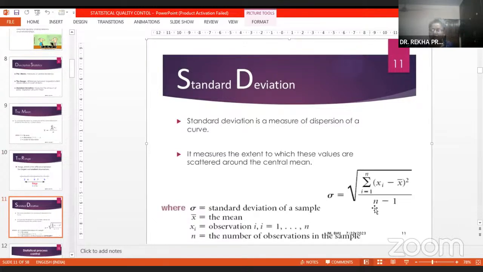Over here, once you have fixed the sample size, then 1 degree of freedom is lost. That is why for a population it will be n, the total number of the population, but if it is for a sample, it is n minus 1, because you have lost 1 degree of freedom. This is the standard deviation of a sample. X bar is the mean, xi is the observation, and i equal to 1 to n is the number of observations in the sample. Is it clear?